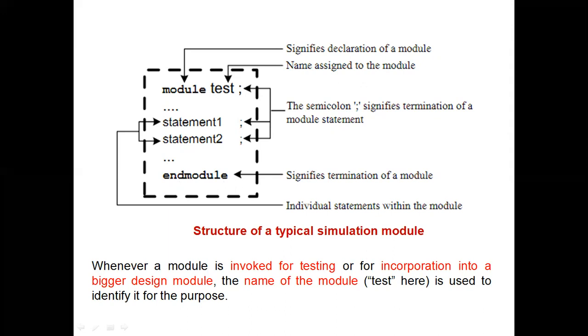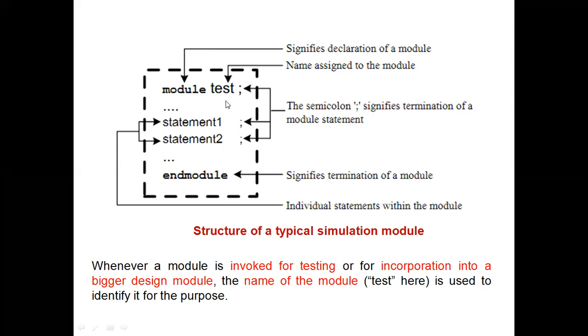This indicates the termination of the module. Now you observe here, each and every line is terminated by a semicolon. That thing you have to remember. What does the semicolon signify? It indicates the termination of a module statement.